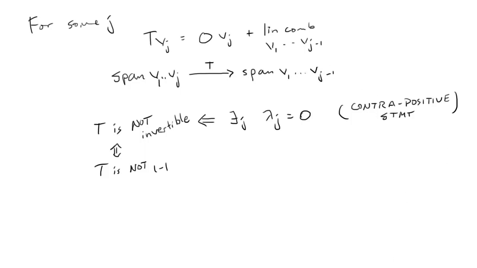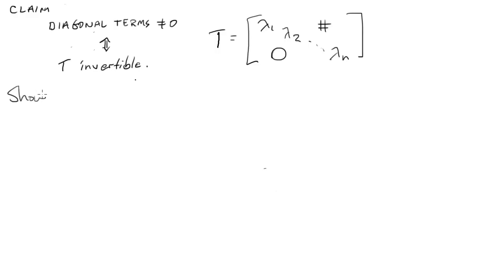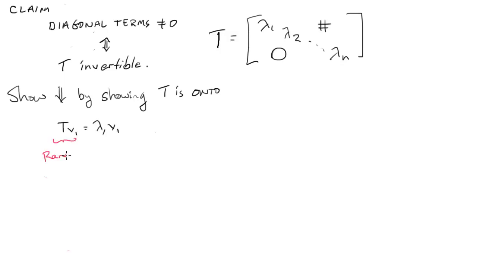And since the v's are a basis, the dimension of the input is j, the dimension of the output is j minus 1, I lost a dimension. T is not 1-to-1, not invertible. To show the other direction, let's do it by showing that T is onto, which is the same as invertible for this special case. So T of V1, that's in the range. If I divide by lambda 1, any scale is also in the range, so V1 is in the range.